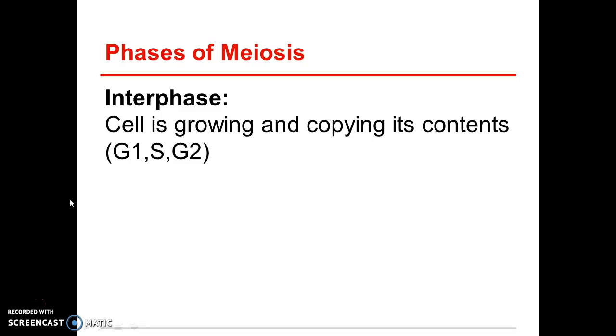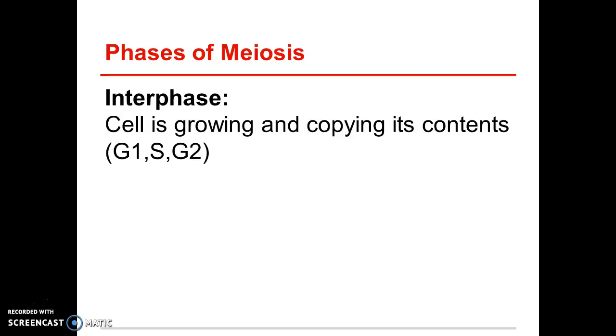All right, we're going to go through the phases of meiosis, one at a time. I just want you to know that interphase does occur. If you remember the pie chart with the cell cycle, 3/4 of the pie, 3/4 of the time, the cell is growing and copying its DNA. G1, S, and G2.